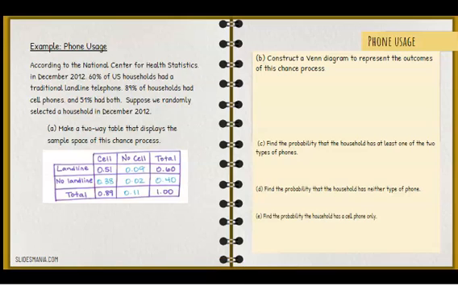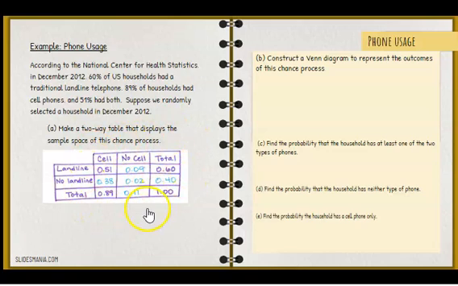Okay, so let's look at another example about phone usage. According to the National Center for Health Statistics, in December 2012, 60% of U.S. households had a traditional landline telephone. 89% of households had cell phones. 51% had both. Suppose we randomly selected a household in December 2012. So make a two-way table that displays the sample space of this chance process.